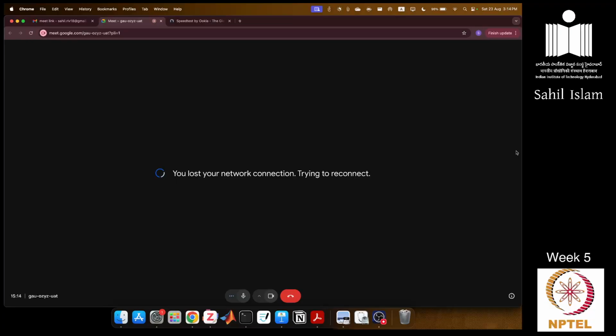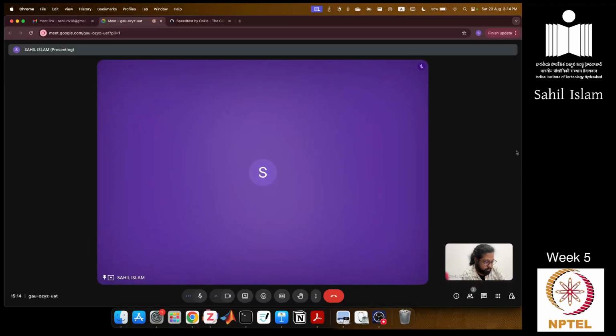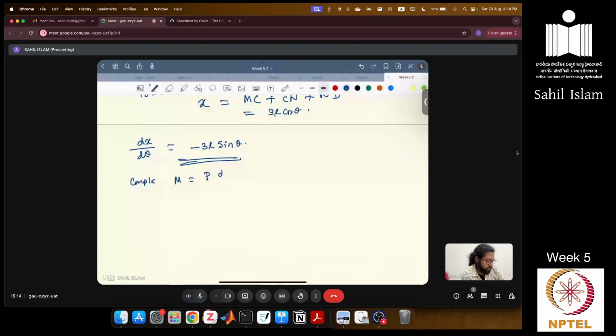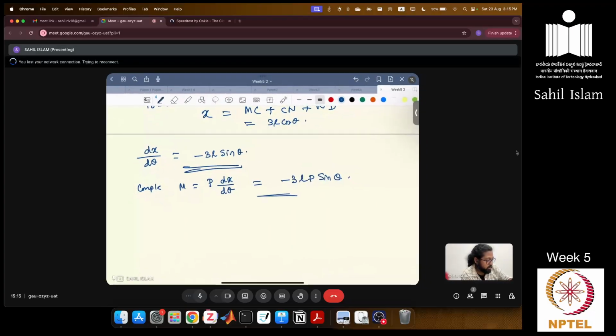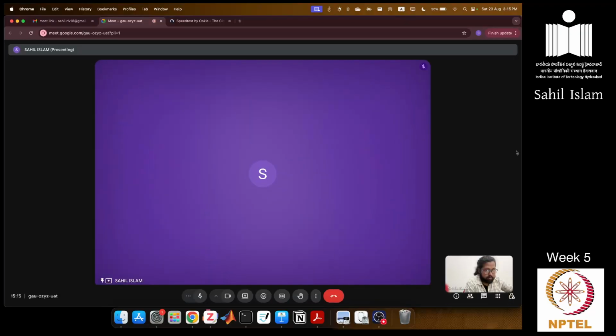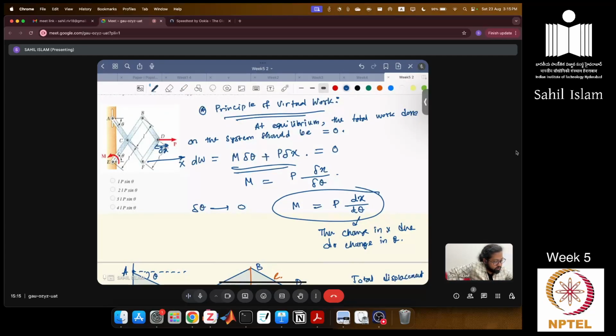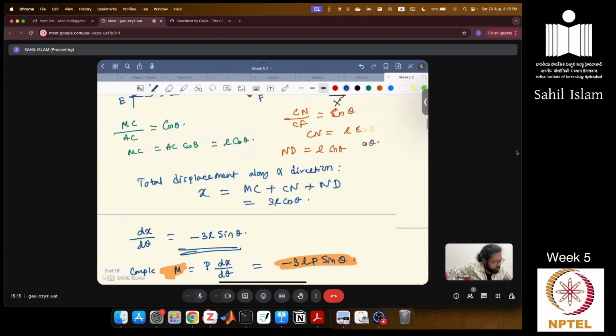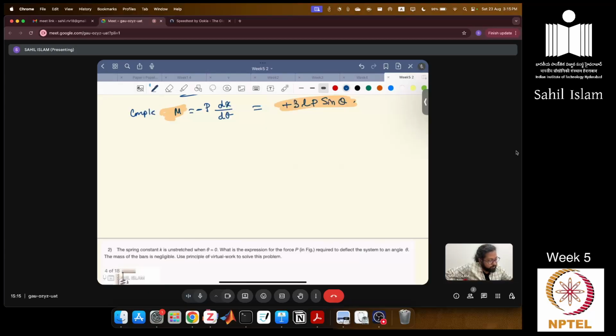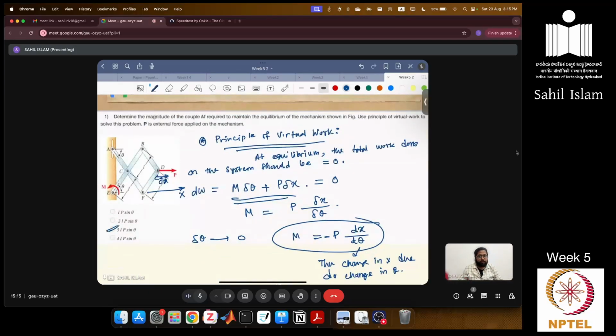So the couple M becomes P dx by d theta, which is equal to minus 3LP sin theta. That is our answer. Sorry, there has to be a minus sign here, so this becomes plus. So 3LP sin theta. Okay.